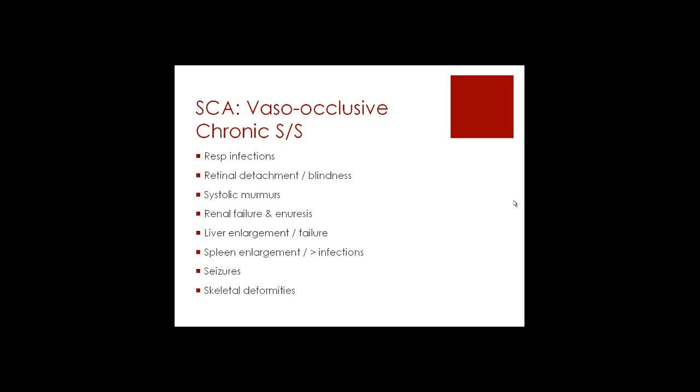Chronic signs and symptoms of a vaso-occlusive crisis include respiratory infections, retinal detachment and blindness, systolic murmurs, renal failure and enuresis, liver enlargement and failure, spleen enlargement, and an increase in infection. There's actually a lot of times where the spleen needs to be taken out, which increases their risk of having frequent infections as well, seizures, and skeletal deformities as well, which all go along with what we were talking about earlier in terms of understanding systems and organs affected.